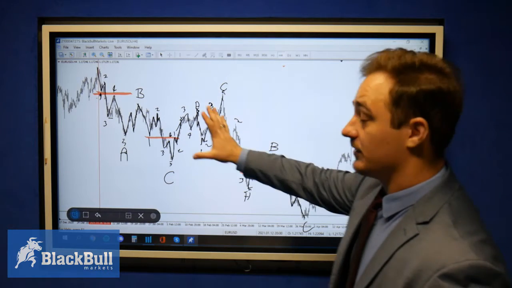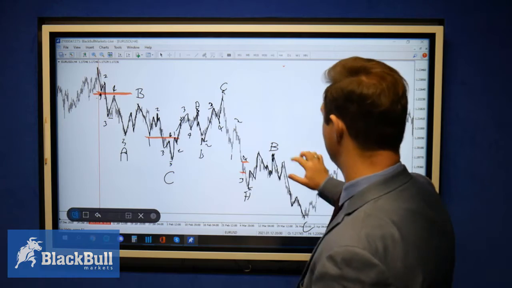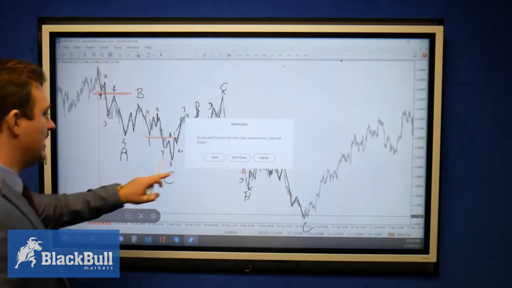Now, knowing that we've got a 3-wave structure to the downside, we can either start a new trend, or we could potentially see another 3-wave structure back to the upside.